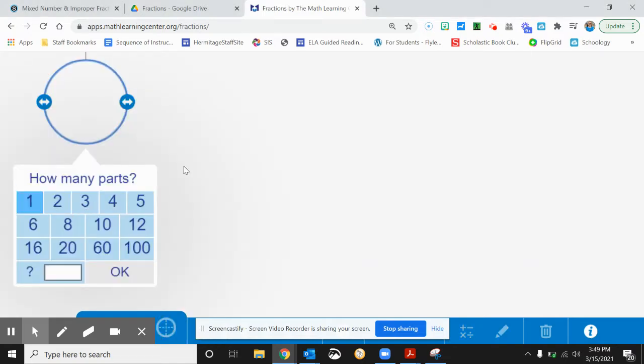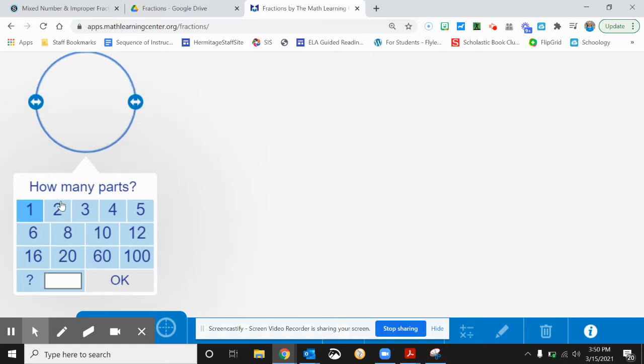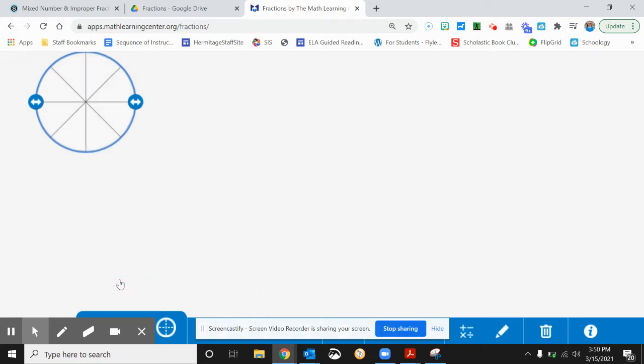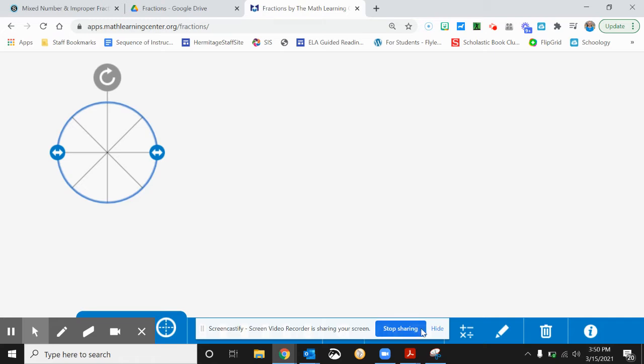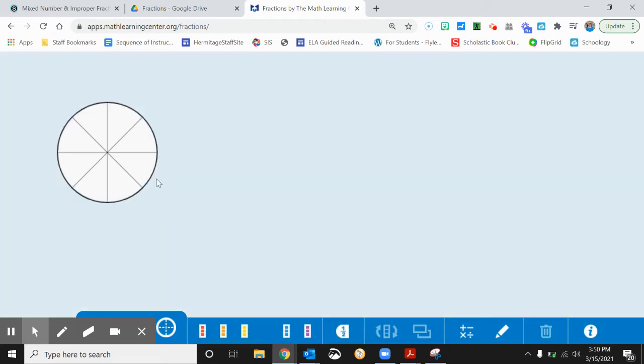Hello, mathematicians. Today we're going to be thinking about fractions that are greater than 1, and we can represent fractions that are greater than 1 in two ways. So here we're going to have some delicious pies, maybe some key lime pies. So my key lime pie is going to be divided into 8 slices. So you can see my pie here.